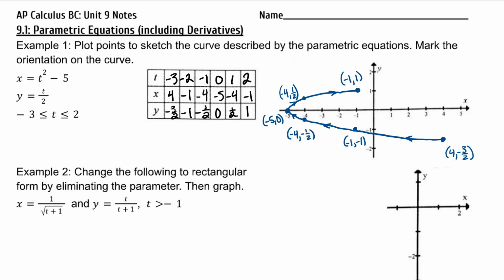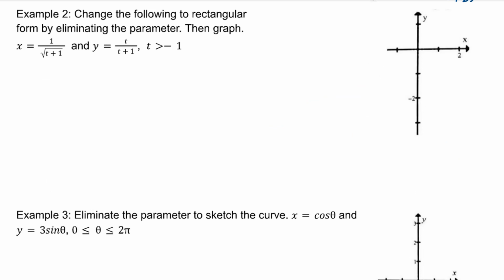For example 2, change the following to rectangular form by eliminating the parameter, then graph. Changing from parametric to rectangular, we often want to use the idea of solving systems of equations to get a relationship that is just between x and y. Because the x parameter only has one t, I'm going to solve for t in the x parameter.